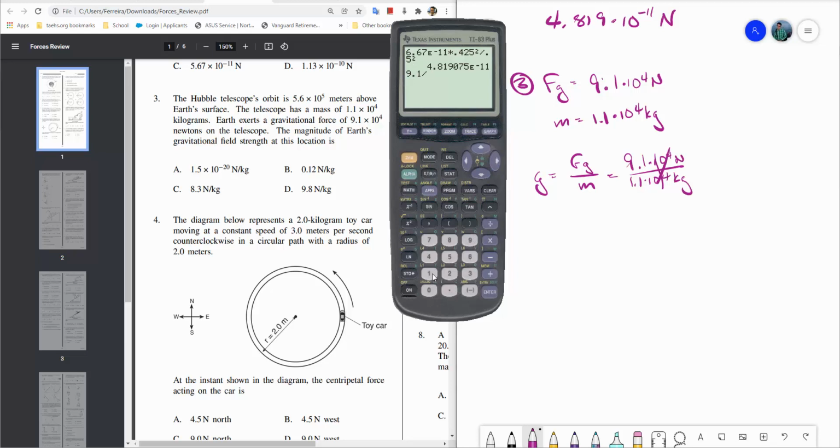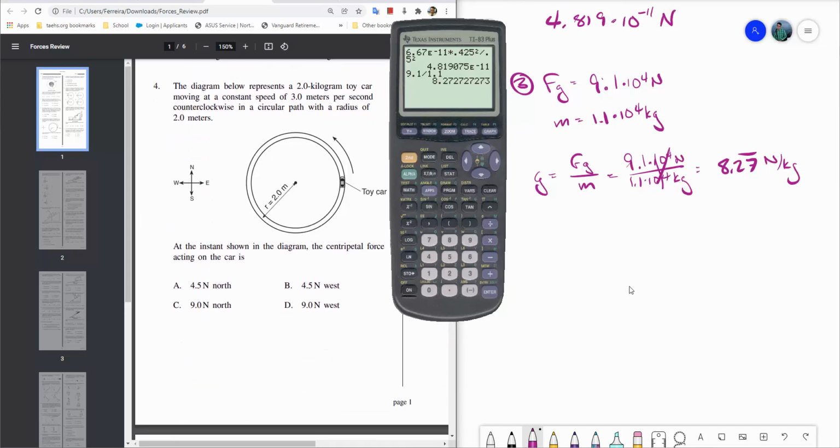9.1 divided by 1.1 equals 8.27 repeating newtons per kilogram, the gravitational field strength. That is choice C for number 3.